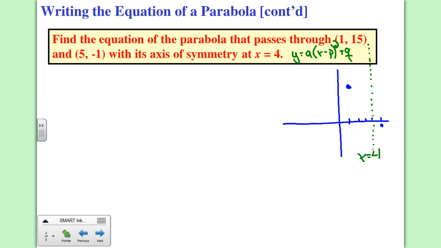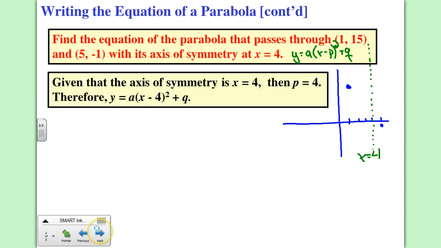Pause. Think. Okay? Given that the axis of symmetry is 4, actually you do know p. You know that p is 4. You know that somewhere along that axis of symmetry, that's the definition, it cuts the parabola in half. Therefore, this parabola has been shifted over to the right 4. So that's the first thing you know. Now, the rest of it, we don't know how high it is, and we don't know what the stretch is.